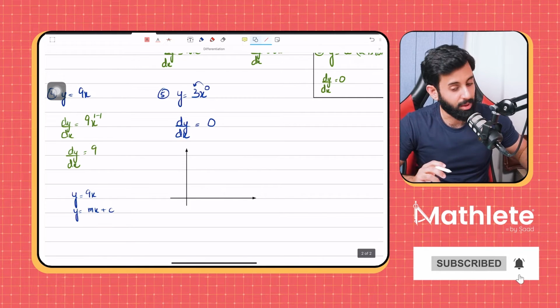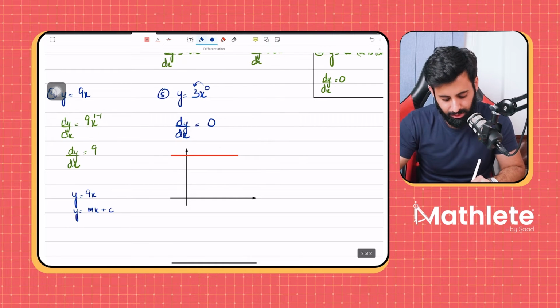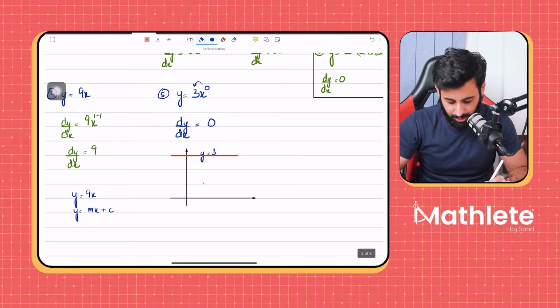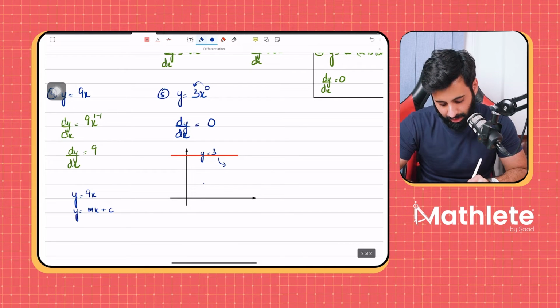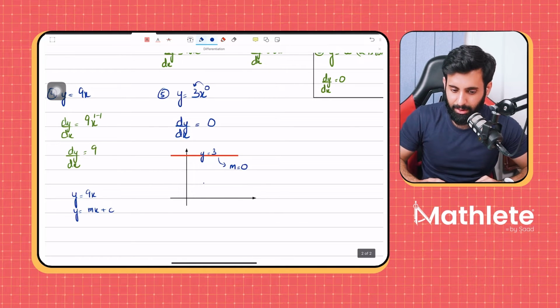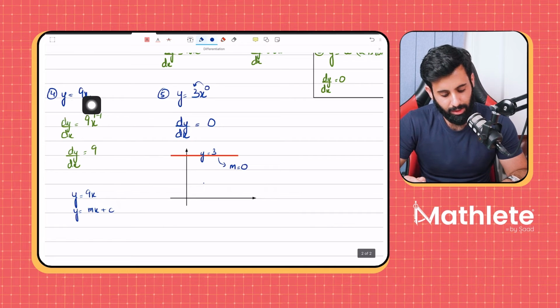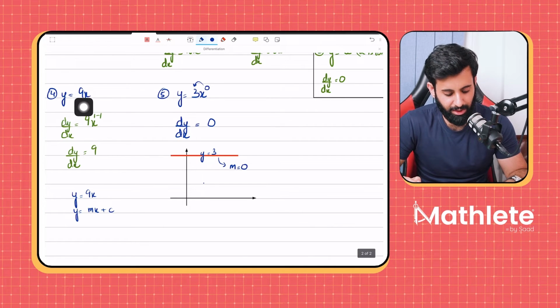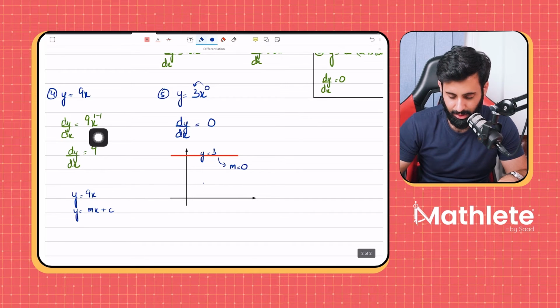Okay. What is the gradient of a horizontal line? This is what y equals 3 will look like, right? It's 0. That's correct. And what did we get? Once we used differentiation, we got the exact same answer. So the gradient of a horizontal line, we know from prior knowledge is 0. And through differentiation, we can confirm that. y equals 9x, we know from prior knowledge that the gradient of this line will be just 9. And we got the same answer through differentiation as well.